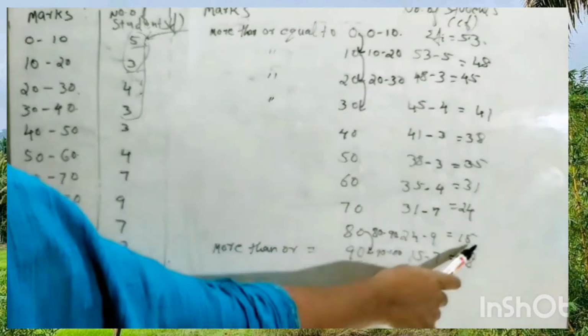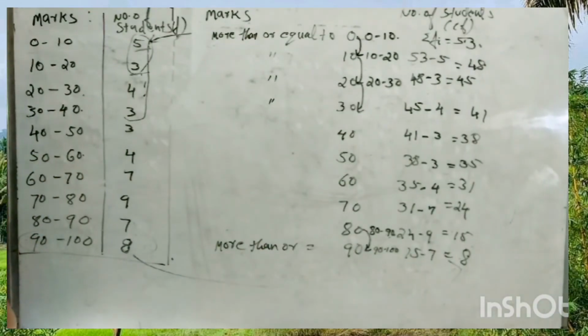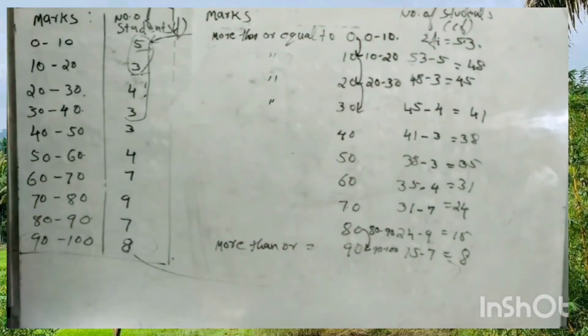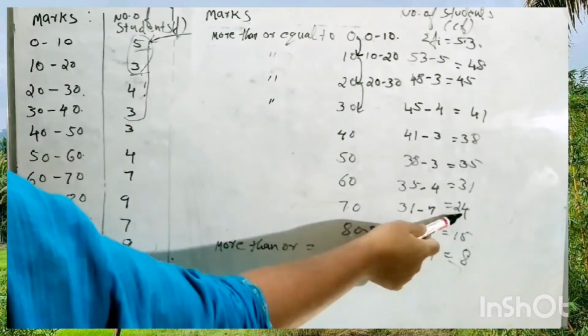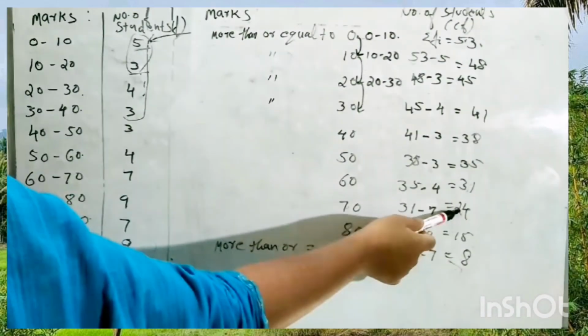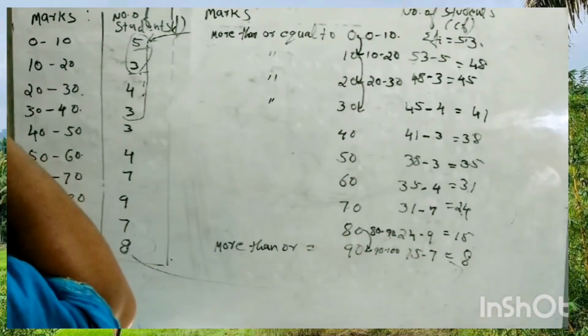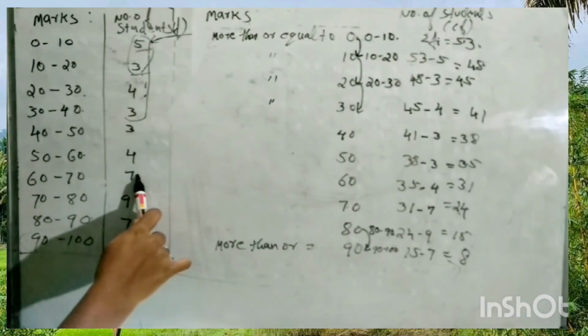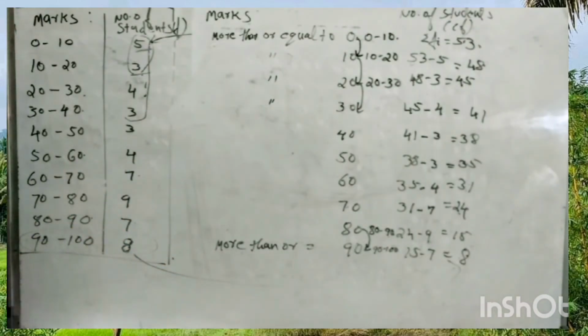Then 24 minus 15. What is 24 minus 15? That is 9. That will give the frequency of the third class. Then 31 minus 24, that is 7. That will give the frequency of 60 to 70.